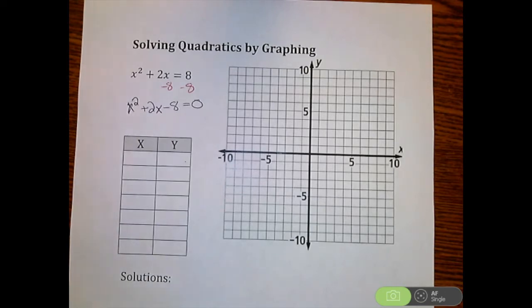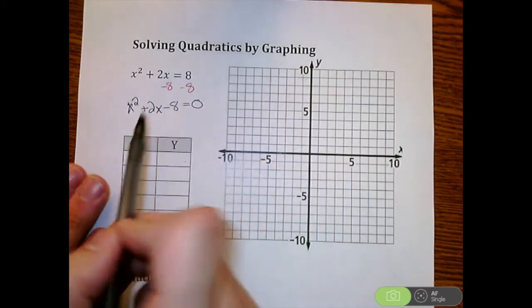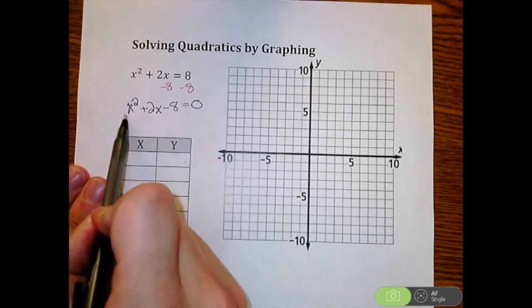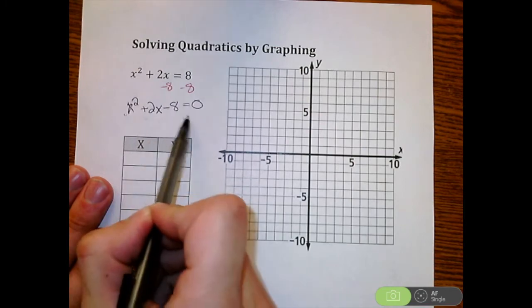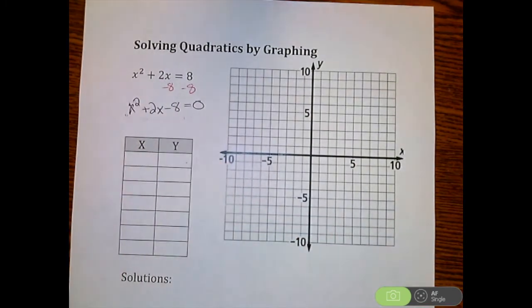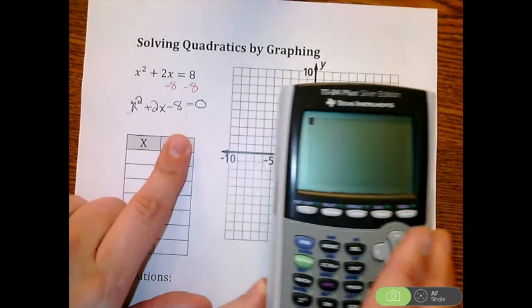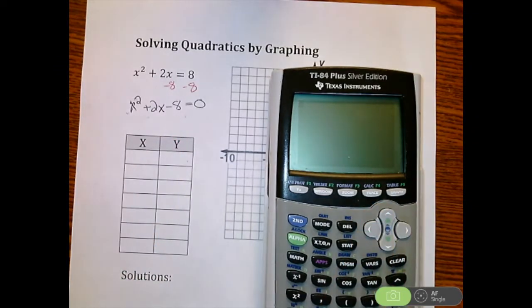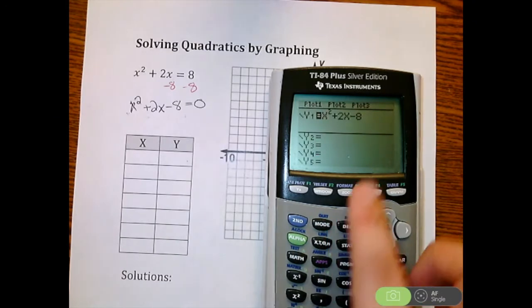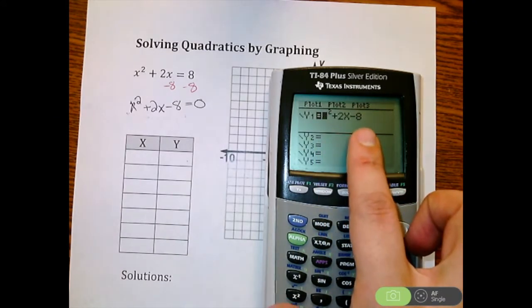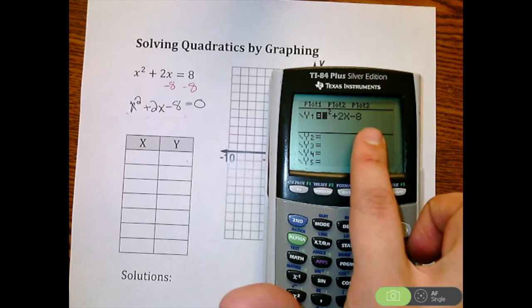So we are going to solve this by graphing. I'm basically going to take this x squared plus 2x minus 8 and imagine it is equal to y. I'm going to use my graphing calculator to help me get through how to graph this by hand, and then we'll look at what in the graph allows us to solve this. To graph it, we go to y equals and type in x squared plus 2x minus 8.